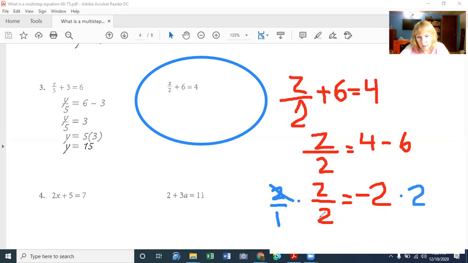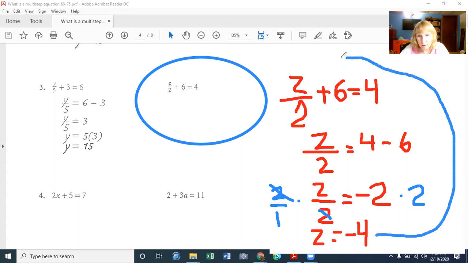Say 2 over 1 or 2, doesn't matter, times 2. These 2's will cancel out, and I'll be left with my z equals negative 2 times 2, which is negative 4. So that is my answer. z is equal to negative 4. Again, if I wanted to, I could check that. If I'm doubting myself, I can go up here and plug negative 4 in, solve the equation, and see if I get 4 out of the answer. And then I have a true statement, and I know that I did it correctly.